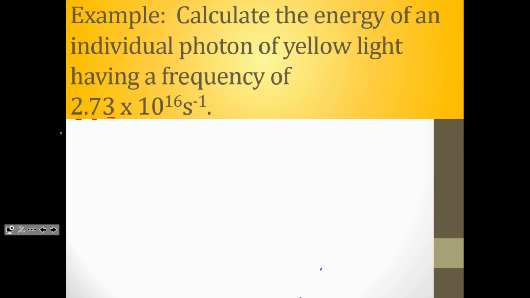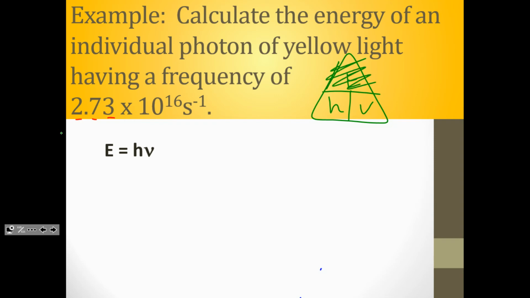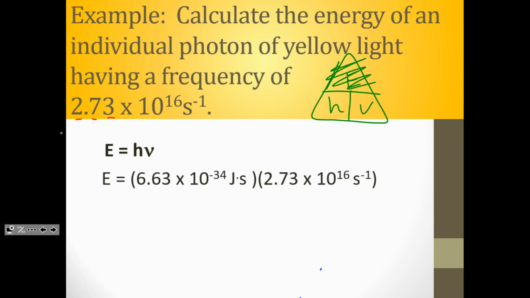Okay, well, step one, we need to find our equation. There it is. We're calculating the energy, so we don't need to rearrange it. But just to show you, E would be on top, h and v. I'm solving for E, so it'll be h times v, which we have. We know Planck's constant to be 6.63 times 10 to the negative 34 joule seconds. And we're going to multiply that by the frequency given here. And when we do that, the final answer is 1.81 times 10 to the negative 17th joules.